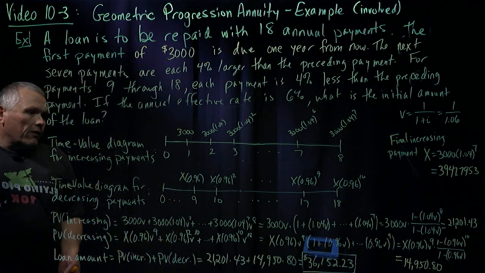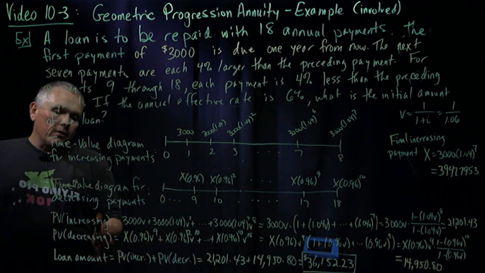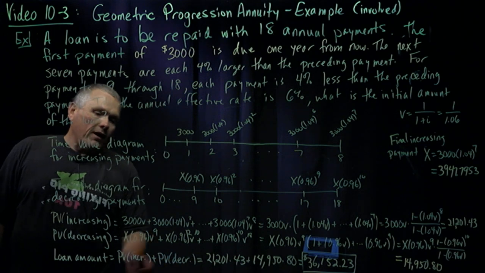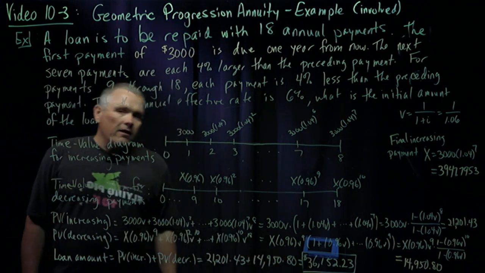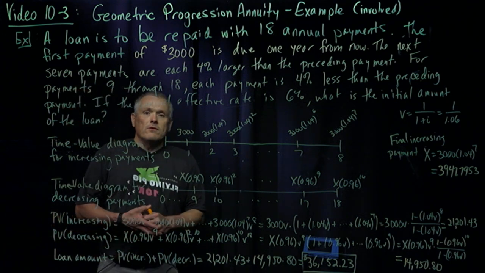Finally, we're ready to figure out the loan amount. The loan amount is just the sum of the two present values that we just found. Adding those two numbers together gives us a final answer of $36,152.23.